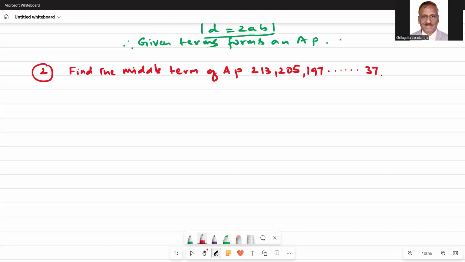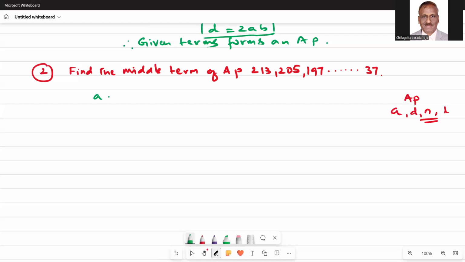First, let us find out n. For finding n, we have discussed that arithmetic progression revolves around a, d, n, and l. These four terms will help you. Among these four, three will be given to you. How to find out the fourth one?